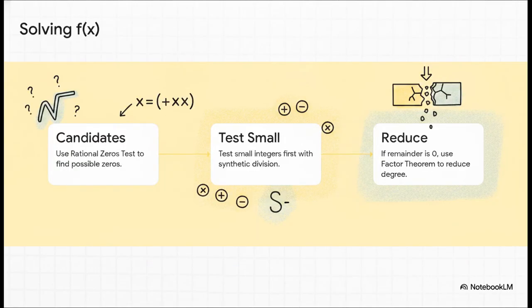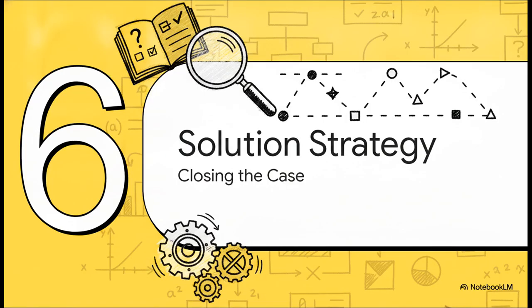Let's see how this builds in practice. Imagine we're solving a cubic equation. First, we use the rational zeros test to identify our candidates. Next, and here's a pro tip for you, always test the small integers first. Think plus or minus 1, 2, or 3. Use synthetic division on those early on. It saves so much time. Once we hit that perfect 0 remainder, we use the factor theorem to rewrite the equation and essentially reduce the polynomial's degree. By chipping away at the degree like that, we isolate the remaining culprits until the whole case is closed.